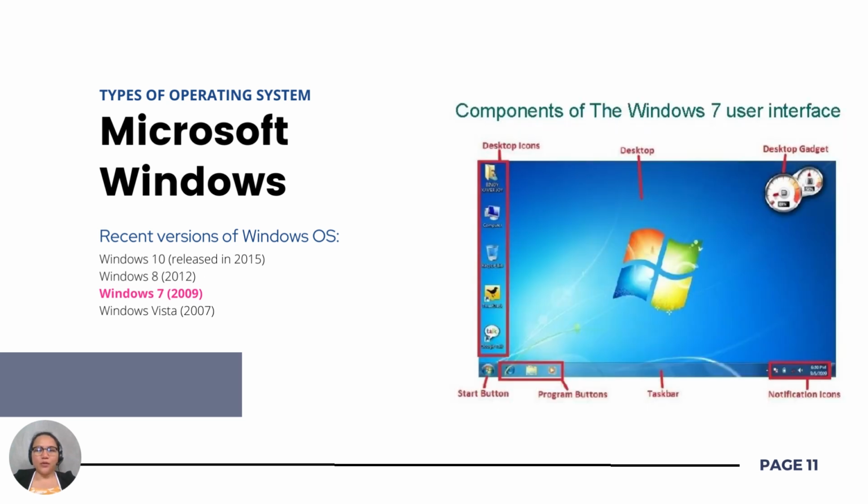We also have Windows 7 and I think you are familiar with this kasi ganito yung ginagamit sa mga computer laboratories and even internet shops. Okay, so this is the graphical user interface of Windows 7. We have the desktop icons, the start button in the form of a glossy circle button, the taskbar, and the notification icons. This was released in 2009.